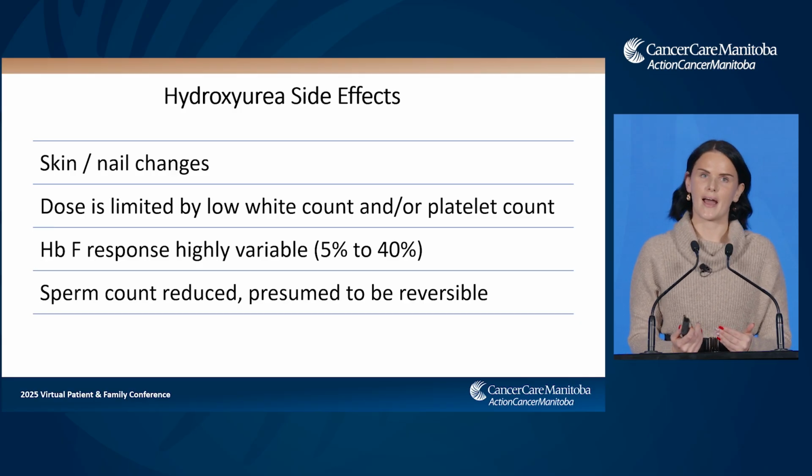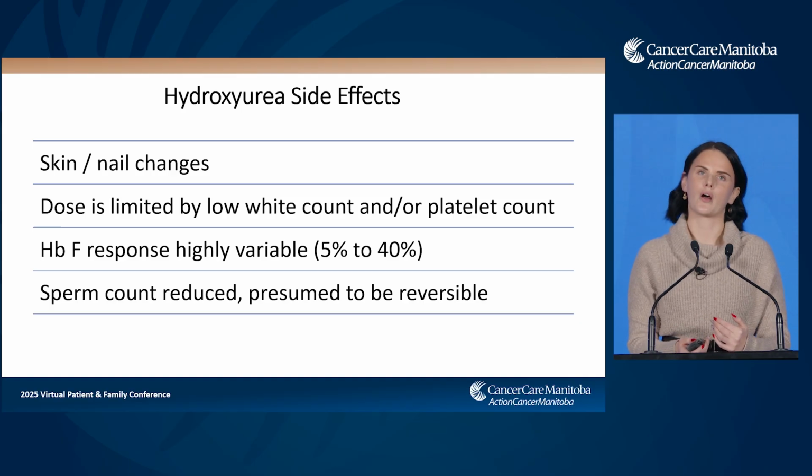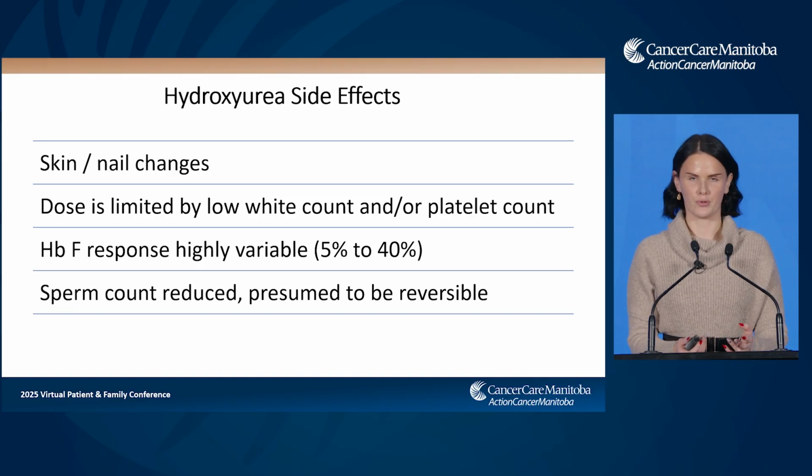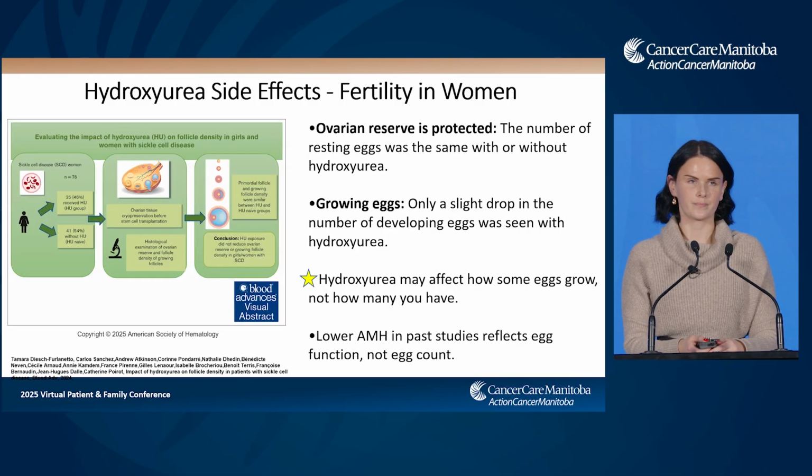However, just having the condition also predisposes you to that. Not everybody gets the same bang for their buck, so not everybody is going to be a great producer of fetal hemoglobin. However, most people get some benefit. And sperm count can be reduced, though this is presumed to be reversible.